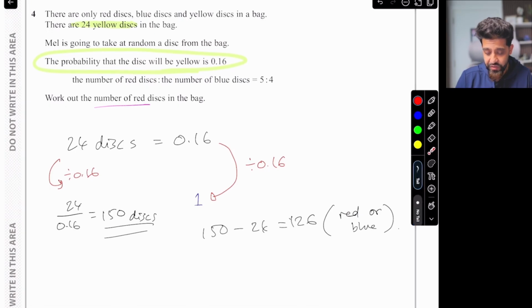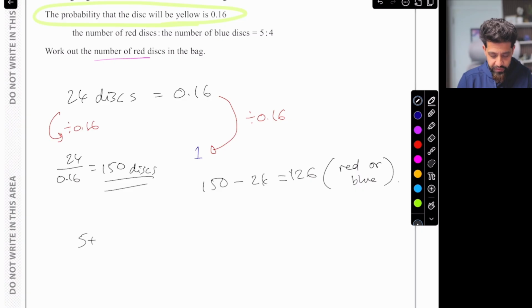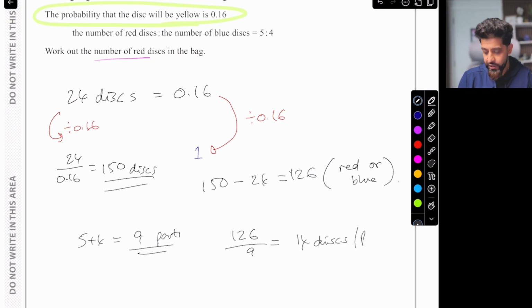So we need to divide the red and blue ratios, 126 into that. Okay, so we can do 5 plus 4, which is 9 parts. And do 126 divided by 9 using our calculator, and that gives us 14 discs in each part. So we can put them in the ratio now.